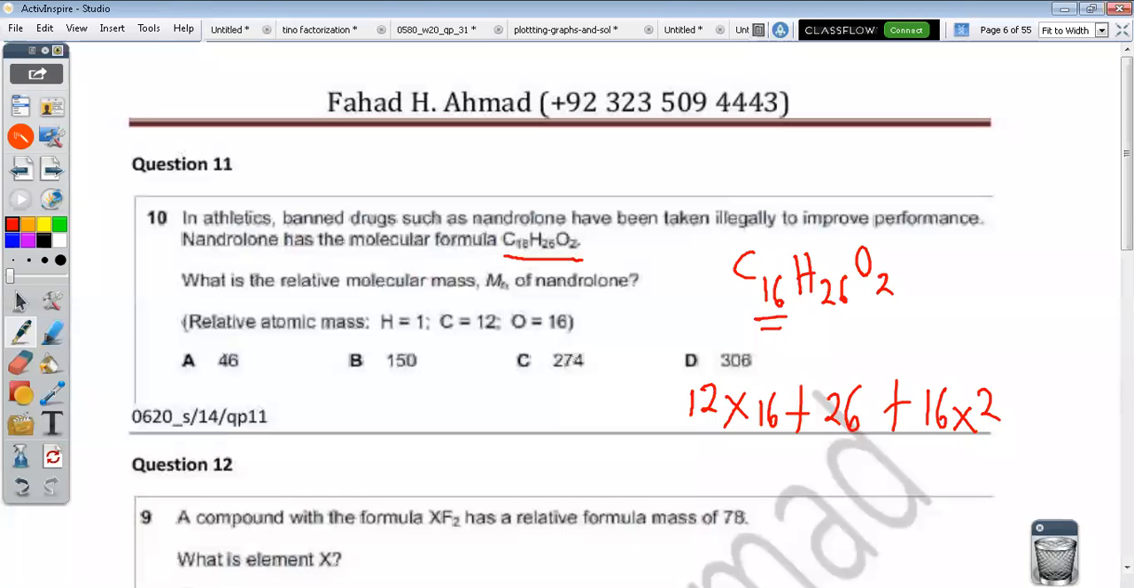What? 250. Oh, there's no need to go. They actually gave you the values. I didn't even see that. 250, which is not there.